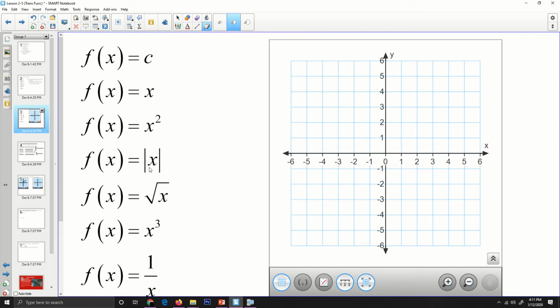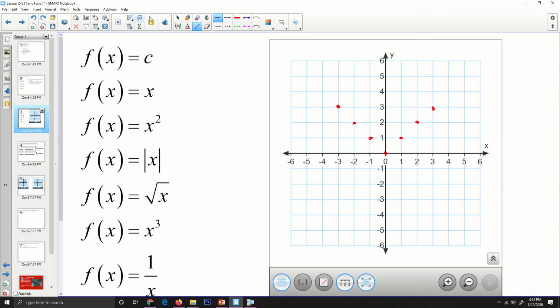And then the absolute value function, just real quick, the absolute value of 0 is 0. The absolute value of 1 is 1. The absolute value of 2 is 2. The absolute value of 3 is 3. And the absolute value of negative 1 is 1. The absolute value of negative 2 is 2. The absolute value of negative 3 is 3. And so that particular graph would be a V shape that looks kind of like that.